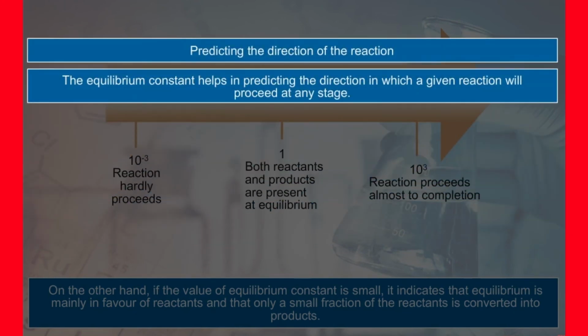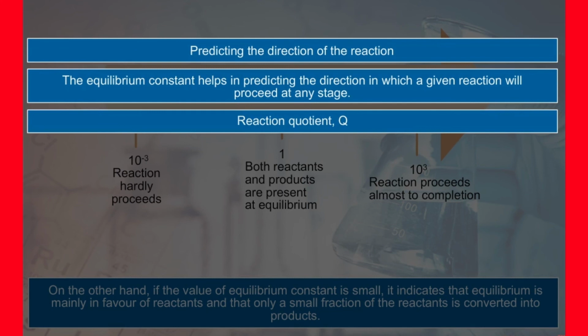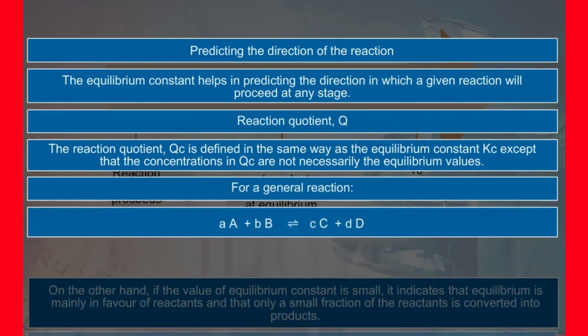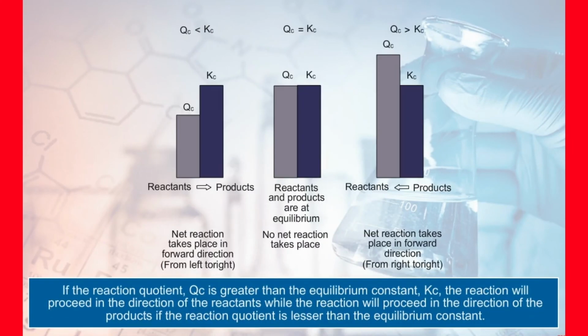The equilibrium constant helps in predicting the direction in which a given reaction will proceed at any stage. For this purpose, we calculate the reaction quotient Q. The reaction quotient Qc is defined in the same way as the equilibrium constant Kc, except that the concentrations in Qc are not necessarily the equilibrium values. Look at the expression of Qc for a general reaction. If the reaction quotient Qc is greater than the equilibrium constant Kc, the reaction will proceed in the direction of the reactants, while the reaction will proceed in the direction of the products if the reaction quotient is lesser than the equilibrium constant.